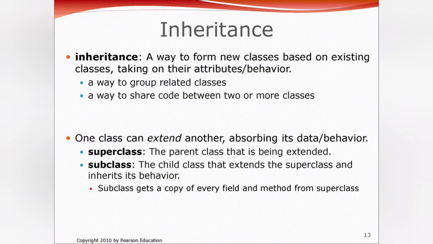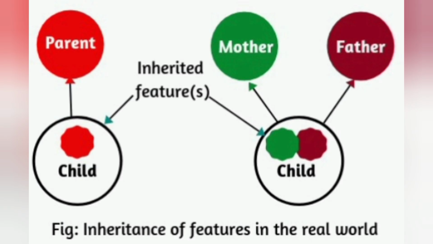Now we'll go through inheritance. Inheritance is a way to form new classes based on existing classes, taking on their attributes or behavior. It is a way to group related classes, a way to share code between two or more classes. Let us take an example of inheritance. The child will get the inherent features of the mother and father. Like that, a child class will have the features of the parent class. This is an example of inheritance.